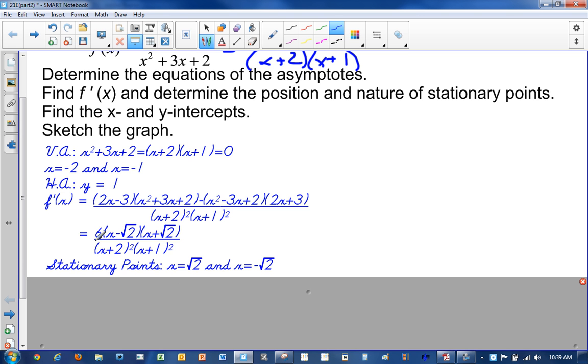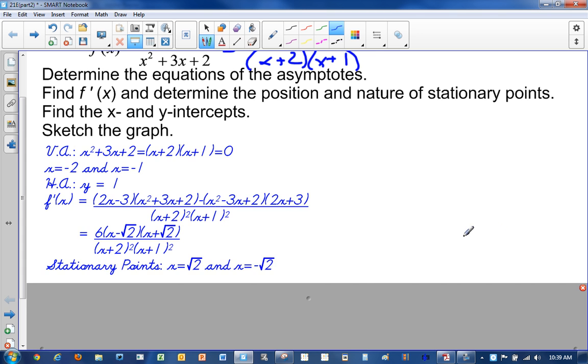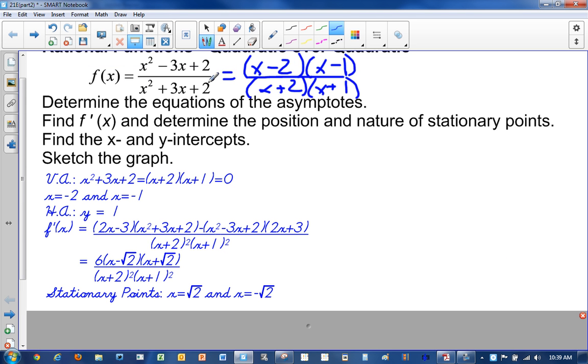When is that equal to 0? Well, 6 is never equal to 0, but x minus root 2 is equal to 0 when x is root 2, and x plus root 2 is equal to 0 when x is negative root 2. So those are my stationary points. And I would probably want to plug them into the function and get some y values, which don't turn out to be very nice.